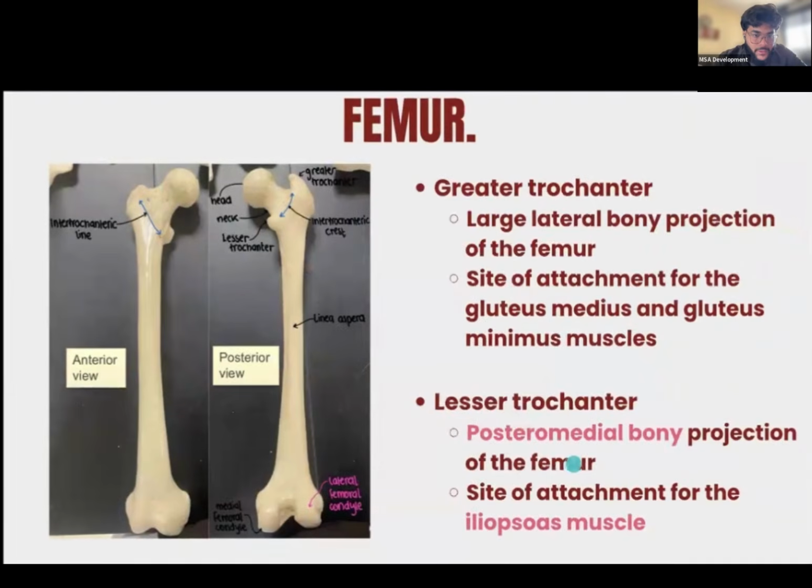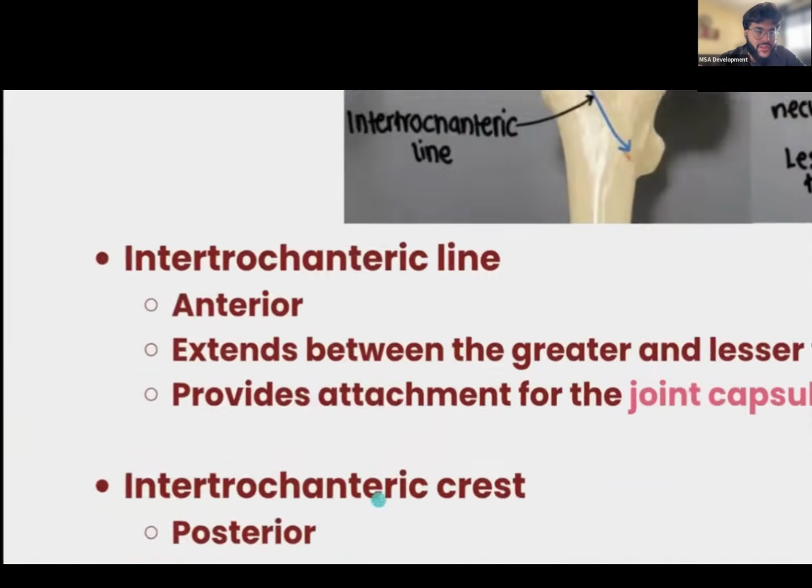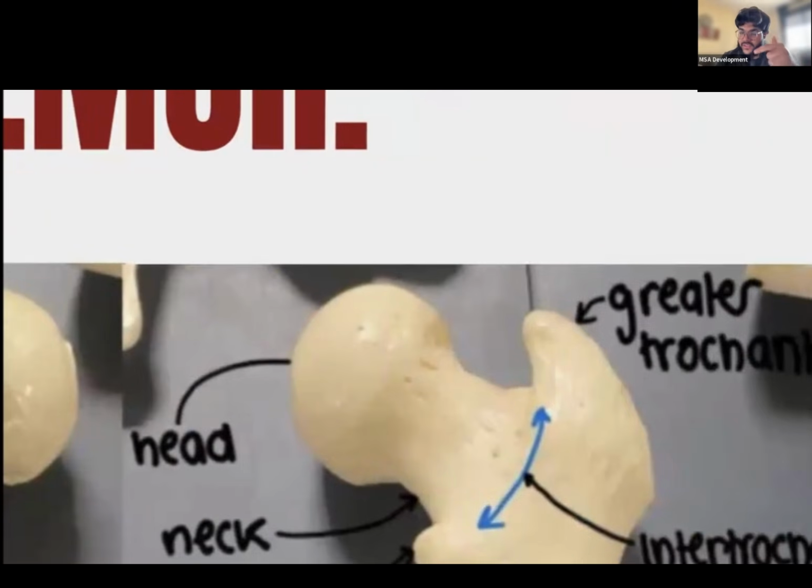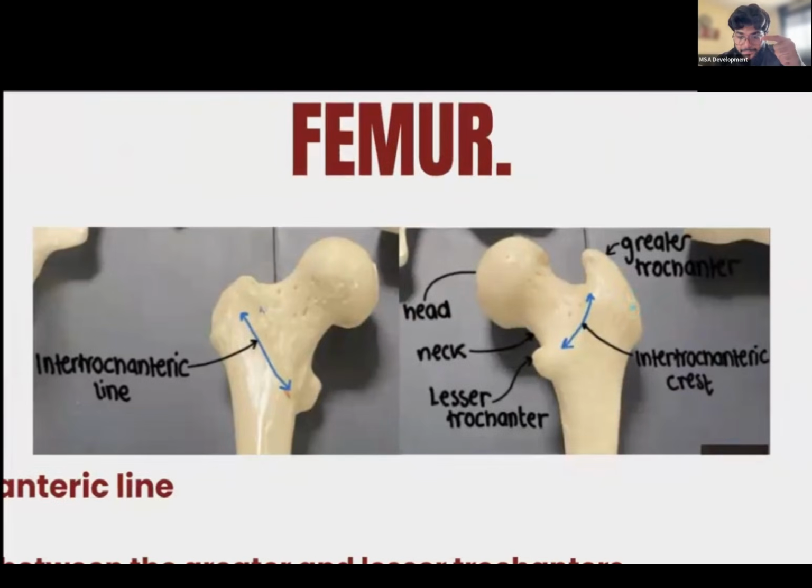Next up, we have the intertrochanteric lines. There are two things: you have the intertrochanteric line and you have the intertrochanteric crest. The intertrochanteric line is found on the anterior surface of the femur, and the intertrochanteric crest is found on the posterior surface of the femur.